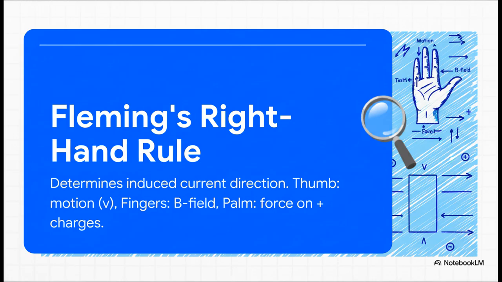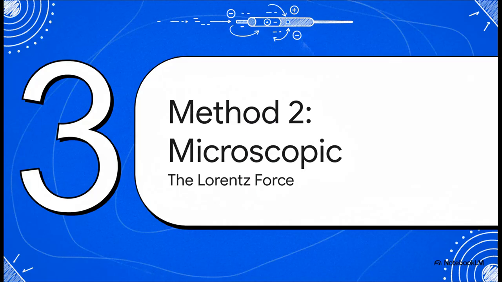But wait, a voltage has to have a direction, right? Which way does the current actually flow? Well, for that, we pull out our trusty tool, Fleming's right-hand rule. As you can see, you just point your thumb in the direction of the motion, your forefinger in the direction of the field, and boom, your middle finger tells you exactly which way the current wants to flow. It's that simple.